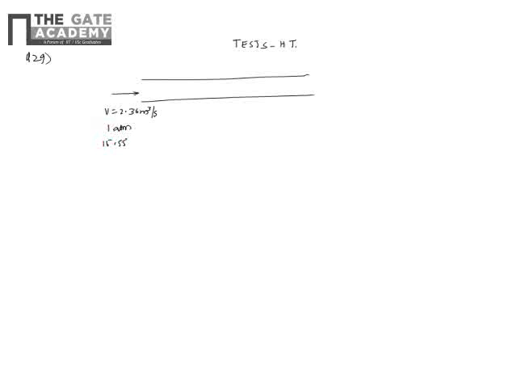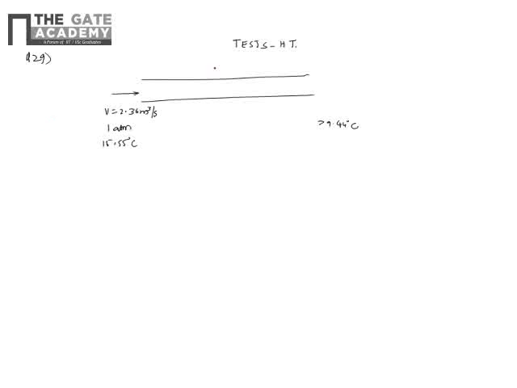Let's discuss question number 29 from test 5. This is from heat transfer. A thin tube heat exchanger is used to heat air. Air volume flow rate is given as 2.36 meter cube per second, and it enters at 1 atmosphere, 15.55 degrees Celsius, and comes out at 29.44 degrees Celsius.